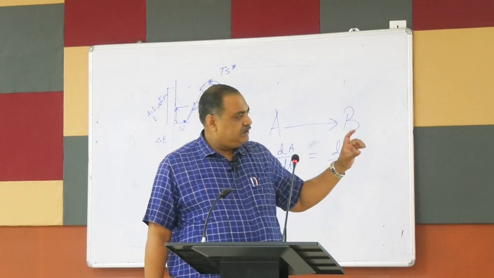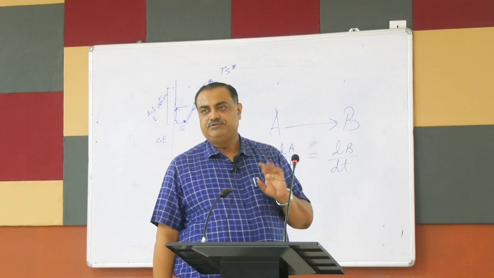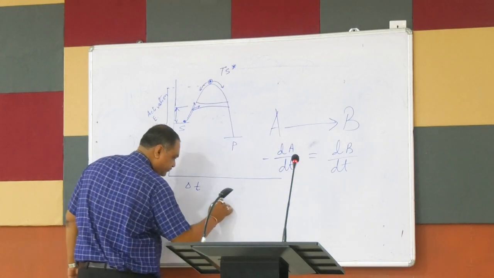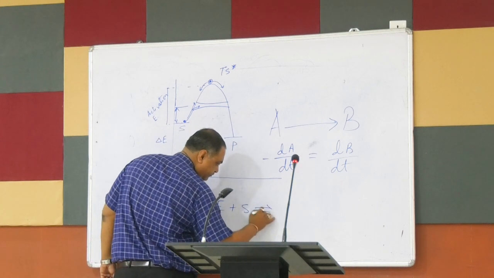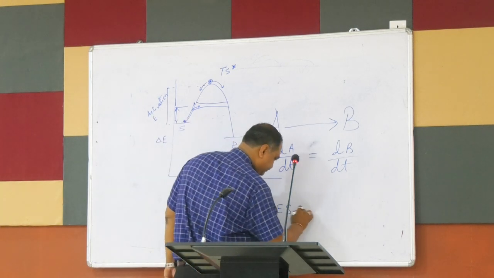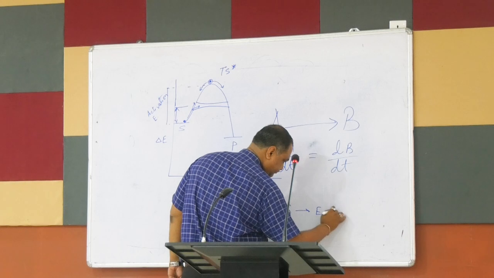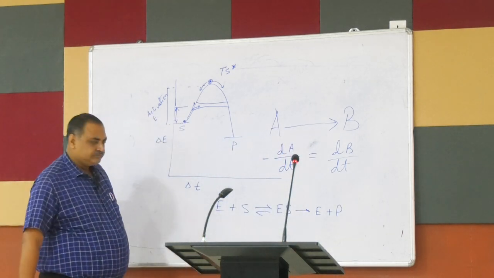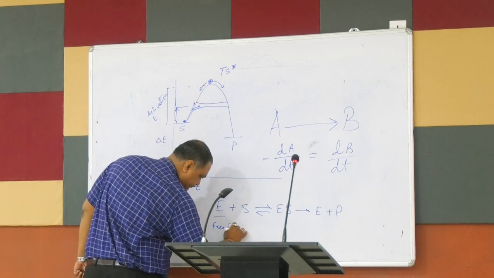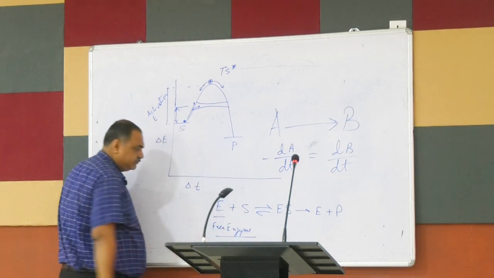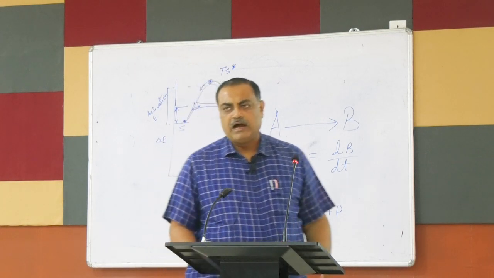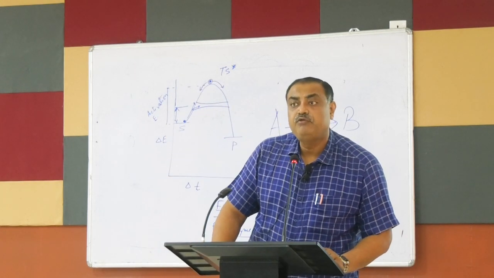So here you have to mention these two, after drawing this graph. Okay, the reaction is actually like this. So this is called free enzyme. So your answer will be like more free enzyme, higher the rate of the reaction, but provided.